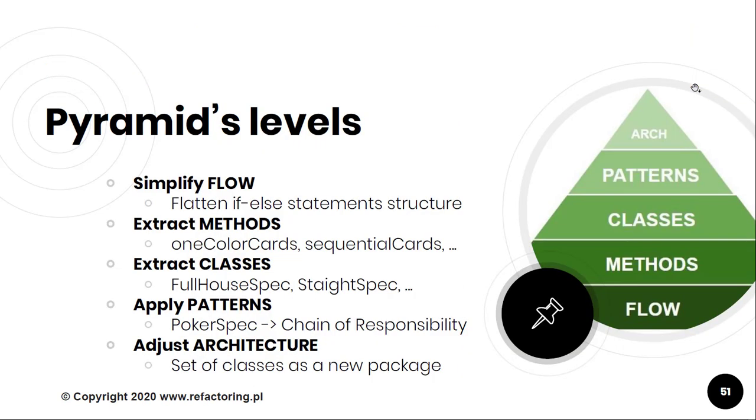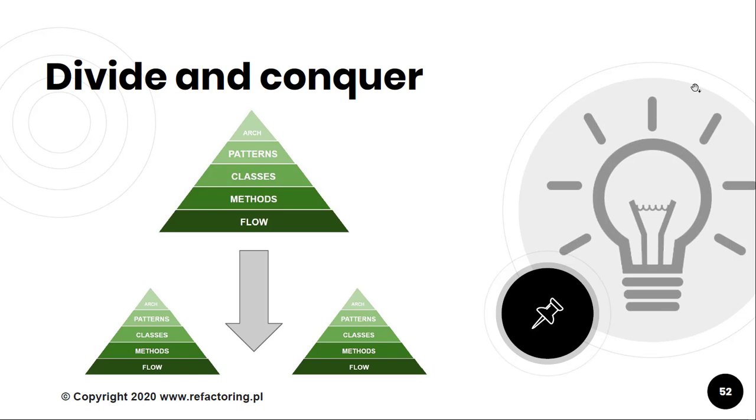Now we will perform the first refactorings. Of course, as mentioned, we will follow the concept of the refactoring pyramid. So we will simplify flow, extract smaller methods, and that's all for the nearest future. We will extract classes later. But we will not clean the whole flow from the beginning. No, we will perform a little cleaning and a little method extraction. So we will perform a divide and conquer approach.